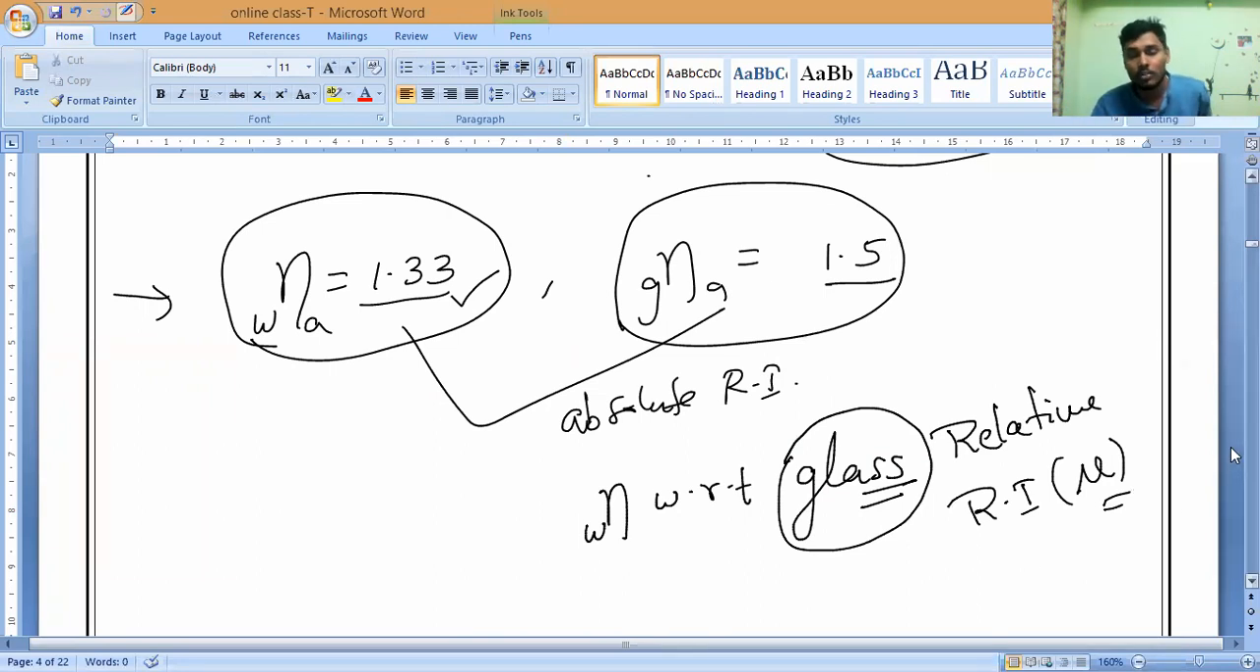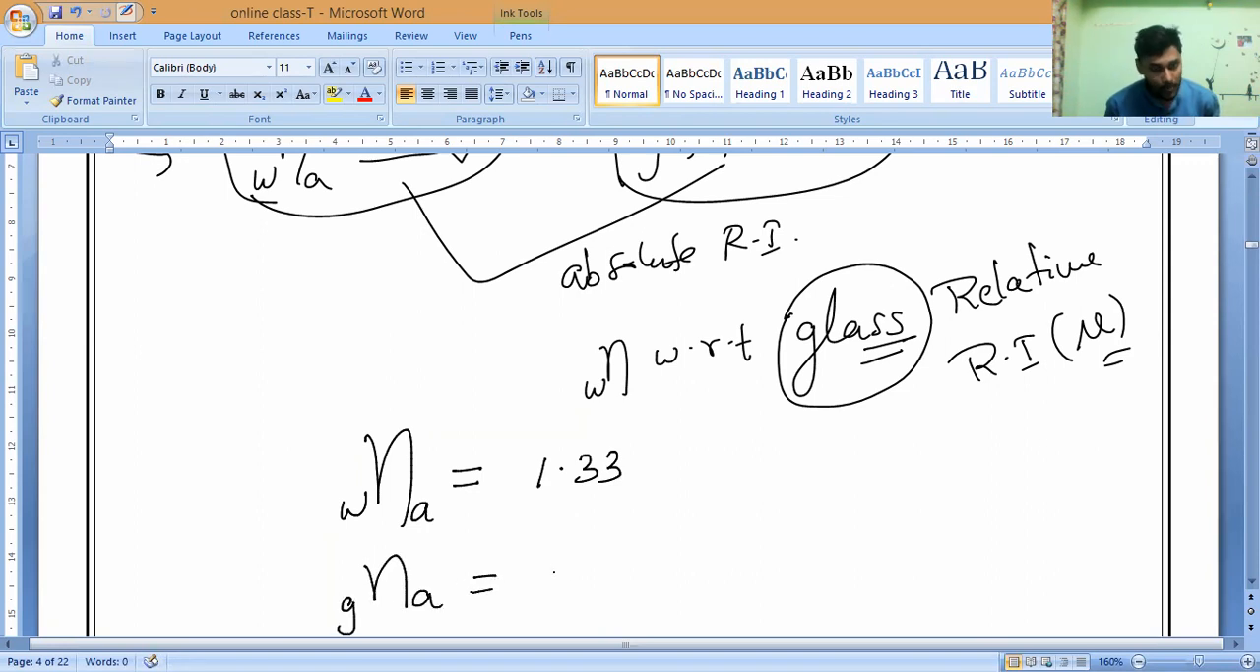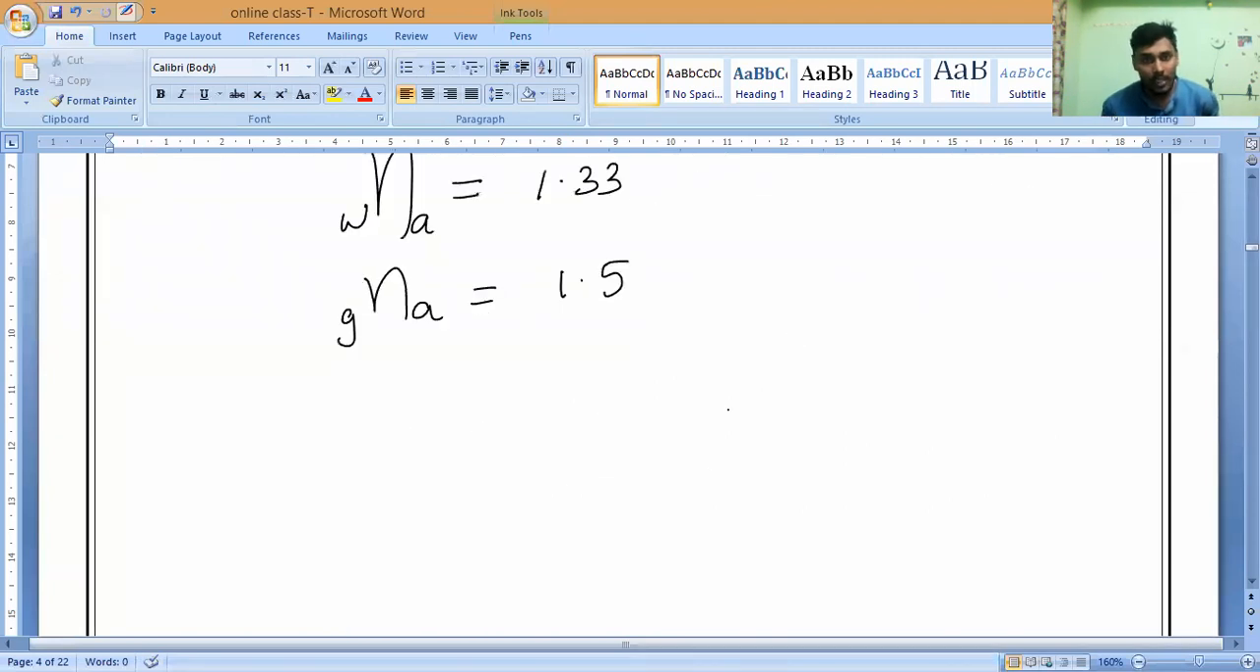Now, in this case, how to solve? This is very confusing. Many will ask, sir, inverse, direct, how to solve? Here they have not given speed. So now you can see the given data. Refractive index of water with respect to air is 1.33. Refractive index of glass with respect to air, absolute refractive index, is 1.5.